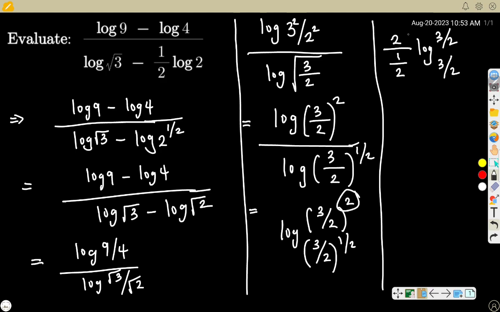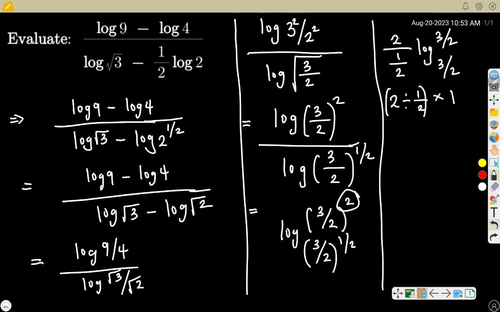So this power is this 2 and this power is this half. Then it remains log 3 over 2 base 3 over 2. And log of the same base is 1. That is log a base a is 1. So anytime you have the same base, the answer is 1. So that means this will become 2 divided by 1 over 2 times 1.